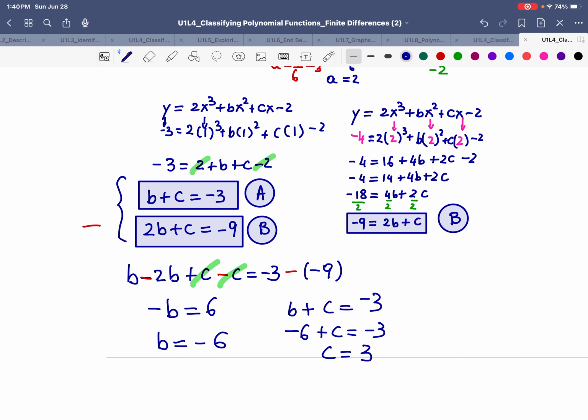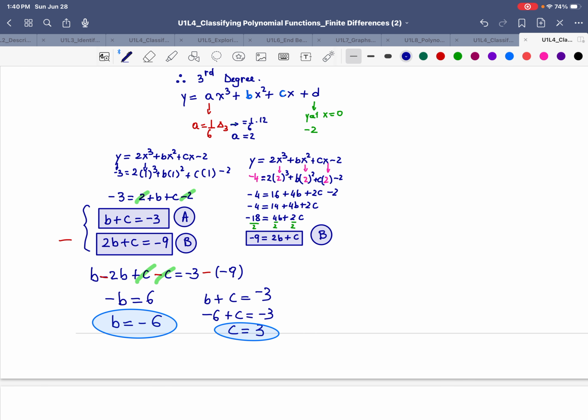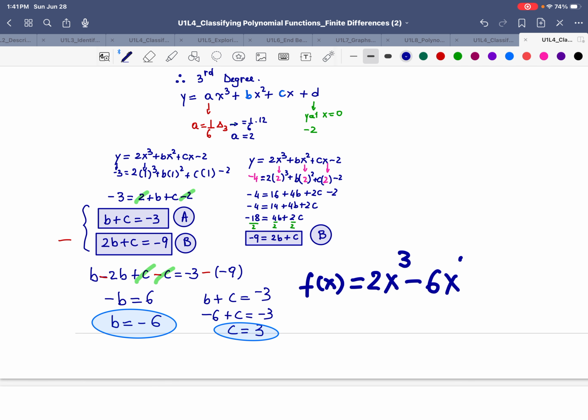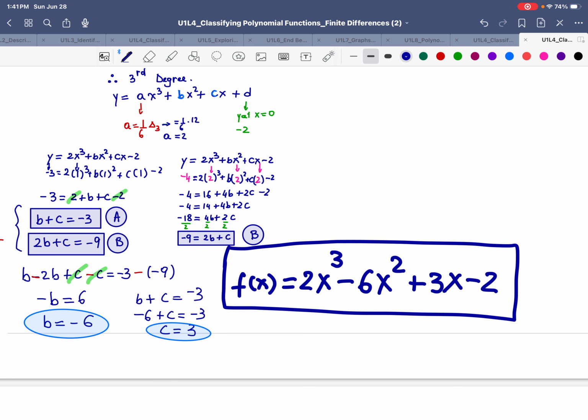So with this, we have also discovered the values of b and c, and we're ready to put them all together in the equation, and we will have the equation of this third degree polynomial function expressed in the form: a is equal to 2, and then we have x cubed with b value of negative 6, x squared, c value is equal to 3, so we have 3x, and the constant term, which was negative 2. And this would be the final answer to this problem.